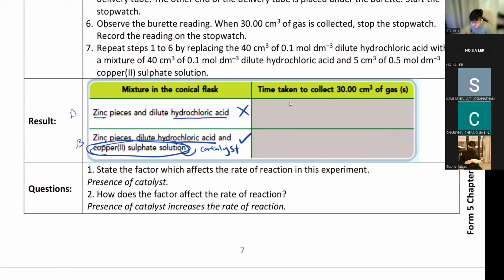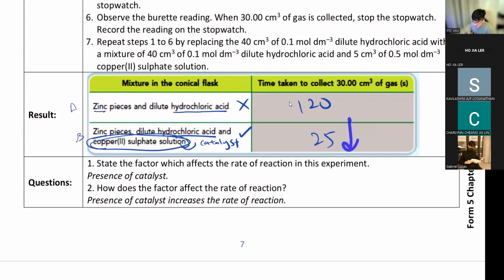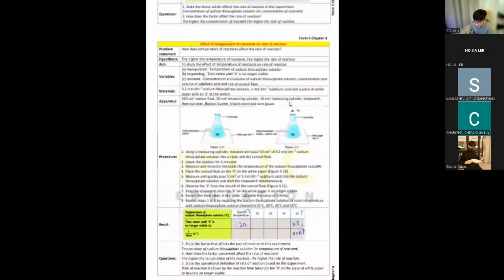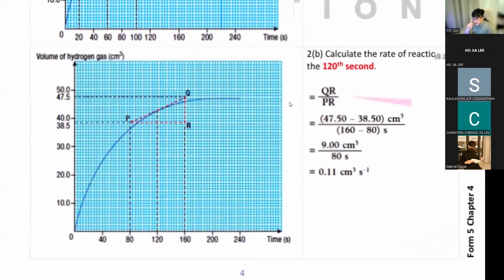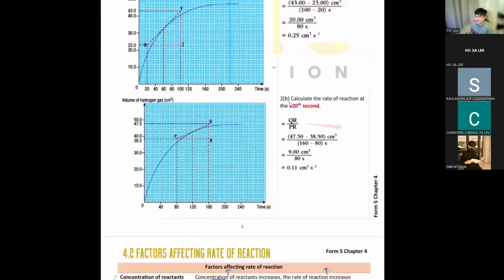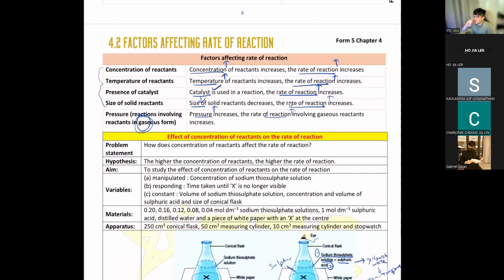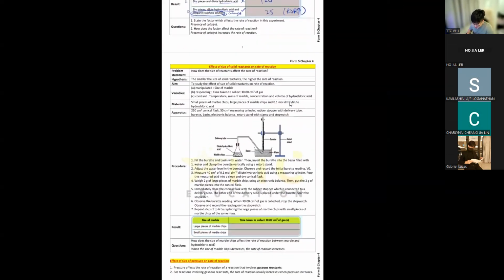So this maybe takes, okay, I use my logic lah. Maybe this is 25, this is 120. Same as just now. So you see, when catalyst is present, the time is shorter or the ROR is higher. Easy? Hey, this is coming out for exam, seriously, more than this graph. This difficult one is not really coming out. This easy one is almost guaranteed to come out. Good, right? So this is what is coming out.